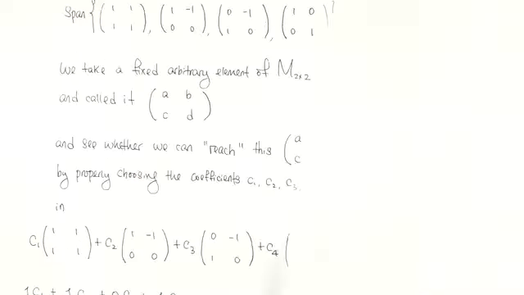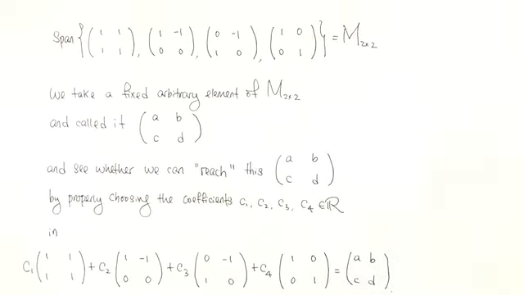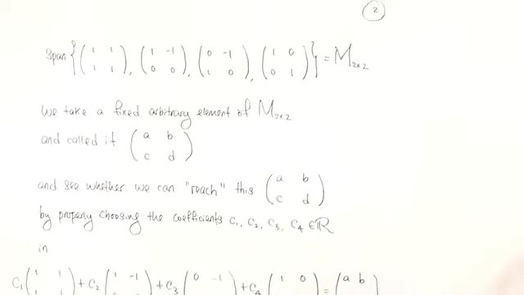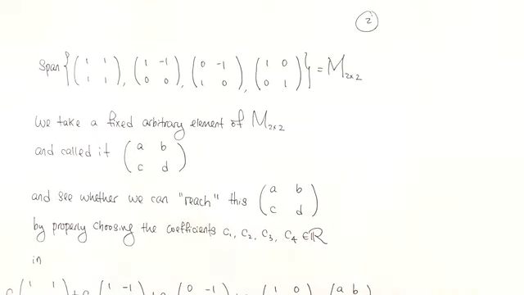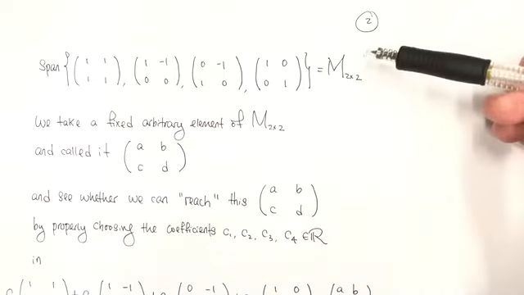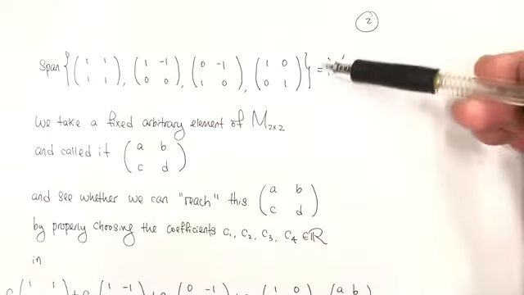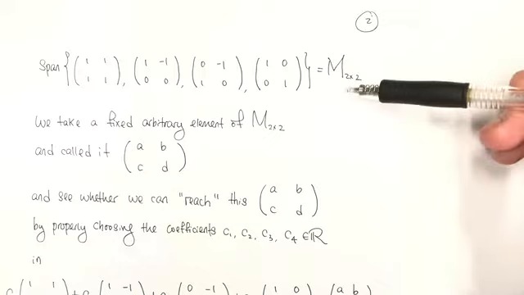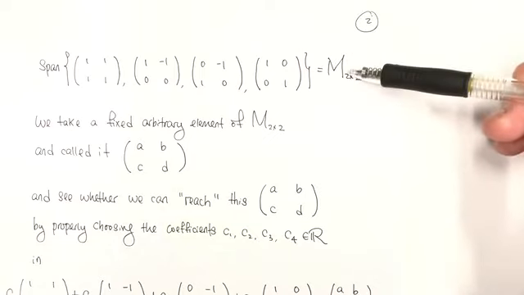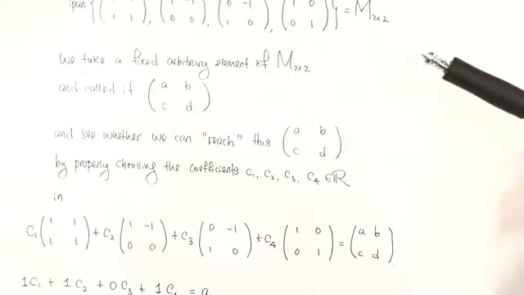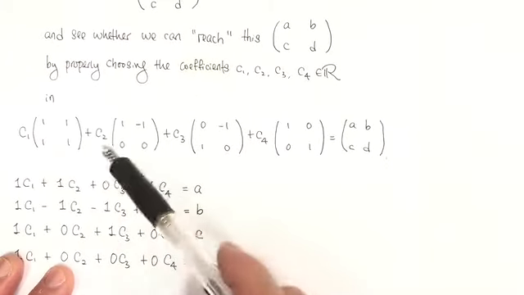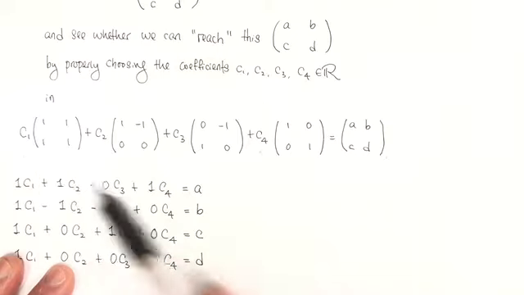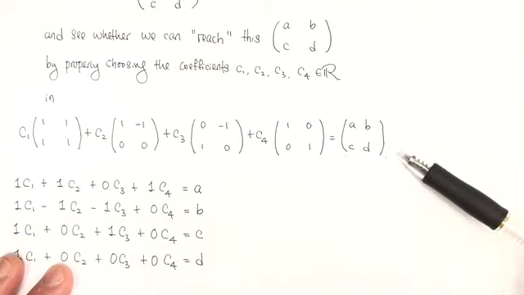So let's look at how we show the first part. In order to be a basis, it has to satisfy those two conditions, and now we are looking at the first one. We want to show that the span of all these four matrices is actually the entire vector space M2 by 2. As I said before, what you need to do is pick a fixed but arbitrary element, which we call A, B, C, and D, and show that it is possible to find C1, C2, C3, and C4 such that this thing here equals A, B, C, D.